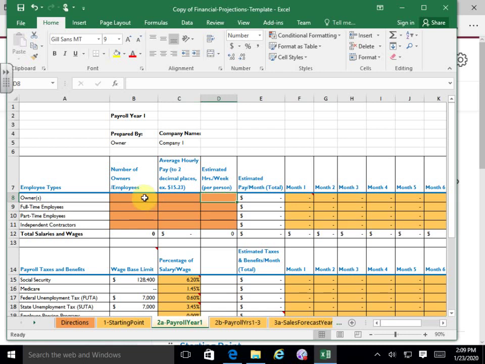Okay, let me be more emphatic about that. On this row 8 where it says owners, if you're going to put a number in there, you got to get my permission first. How's that? Okay. Owners get paid differently. Okay, and we'll see that when we do the cash flow. Okay, owners take an owner's withdrawal. They don't get paid a paycheck.